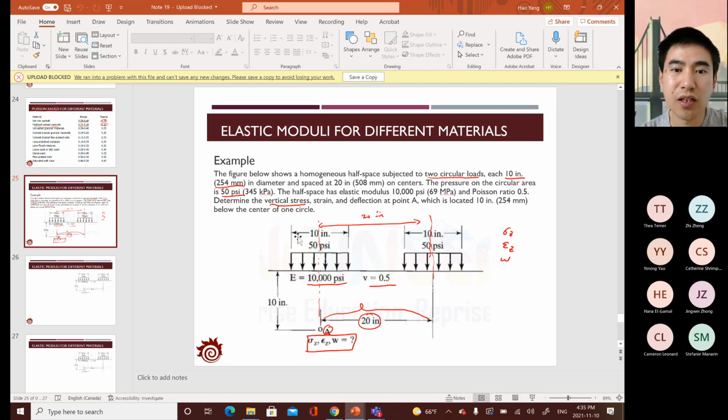We want to find out the vertical stress, strain, and deflection at the point A. Point A is just behind the center line of the left tire, and the depth of point A is 10 inches. With this information, we can then estimate the vertical stress, strain, and deflection. So let's see how we can find out this information. I'm gonna go to the presentation mode.